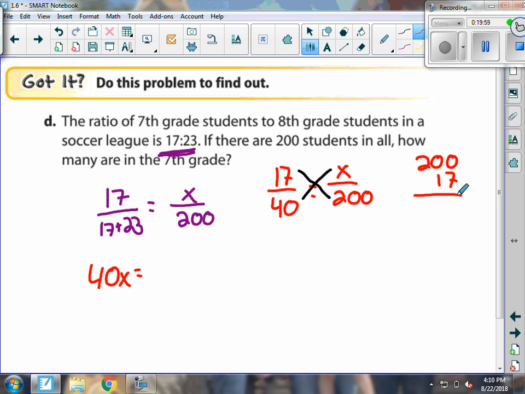What's 7 times 0? That's 0. And we have 2 of them. 7 times 2 is 14. 1 times 0 is 0, and there's 2. And 1 times 2 is 2. So I'm going to add now. 4 plus 0 is 4. 2 plus 1 is 3. So I have 40x is equal to 3,400.